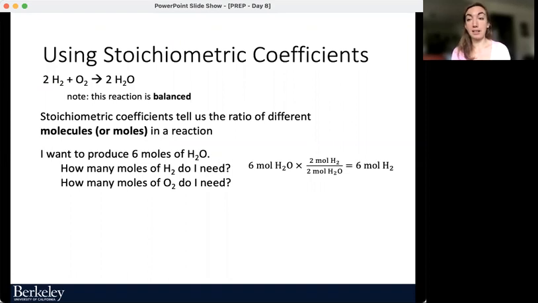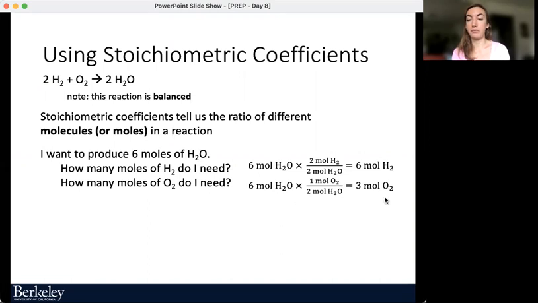I can do exactly the same thing with oxygen. I want to make 6 moles of H2O. From my stoichiometric coefficients, I use up 1 mole of O2 every time I make 2 moles of H2O. So I need 6 divided by 2, which is 3 moles of O2. Questions on this?